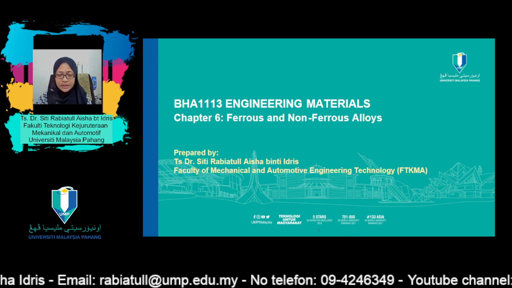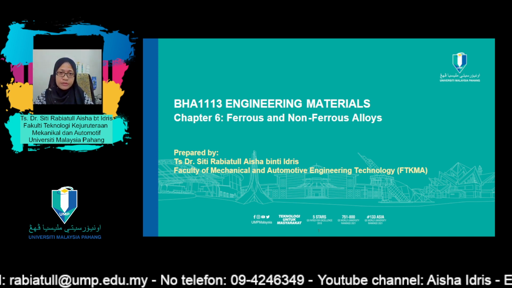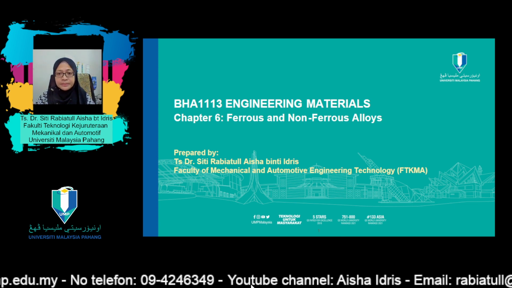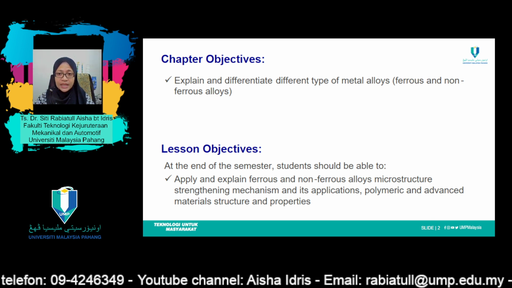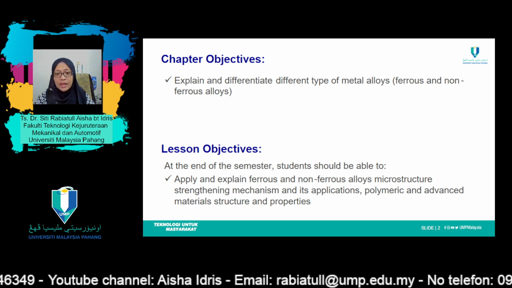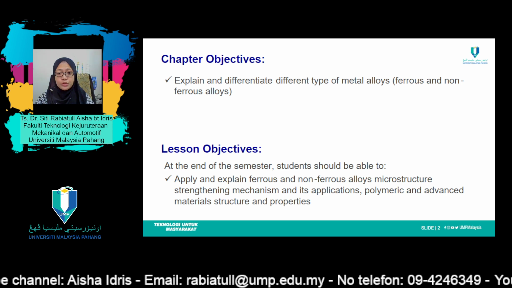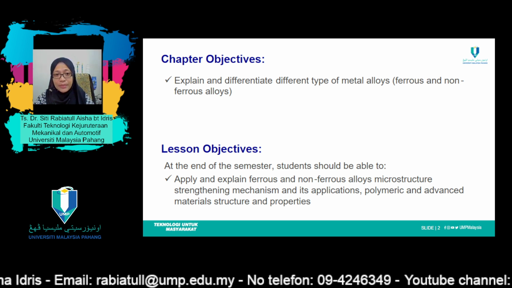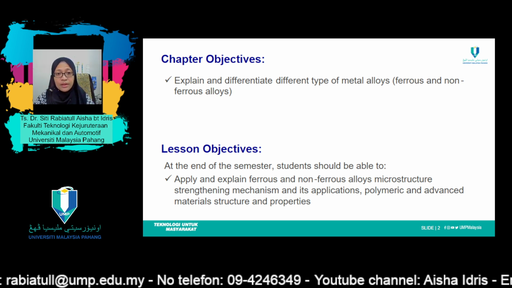Welcome again to BHA1113 Engineering Materials. So today we are going to look at a new chapter, which is chapter 6, entitled Ferrous and Non-Ferrous Alloy. For the chapter objectives, students should be able to explain and differentiate different types of metal alloys, which are ferrous and non-ferrous alloys. Meanwhile, for lesson objectives, at the end of the semester, students should be able to apply and explain ferrous and non-ferrous alloys microstructure, strengthening mechanism and its applications, polymeric and advanced material structure, as well as its properties.